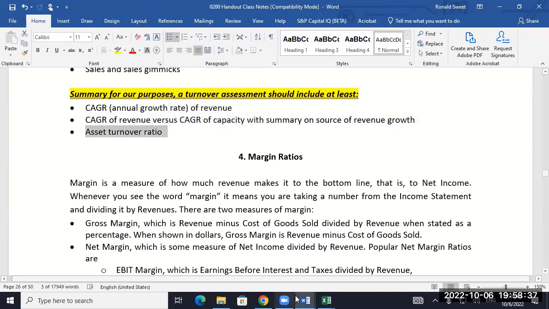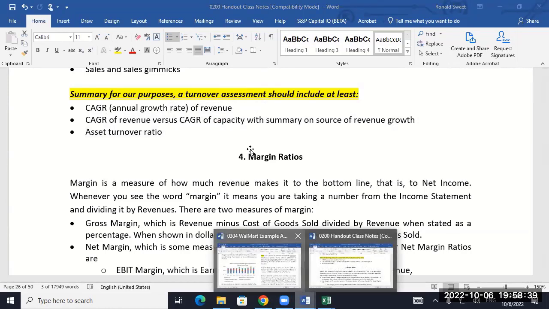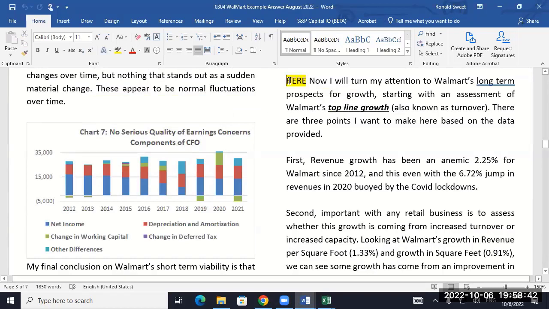All right, so let's jump to Walmart. But what questions do you have up to there? Y'all see the importance of turnover? I think it's pretty critical.